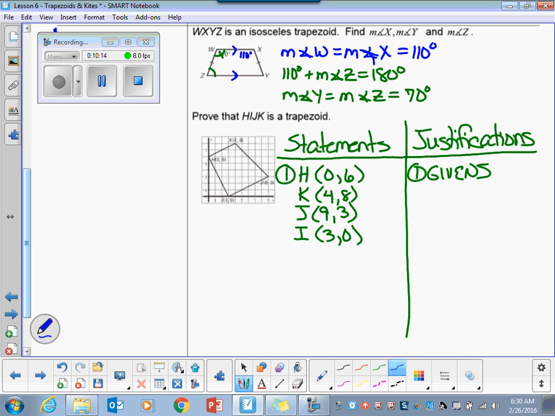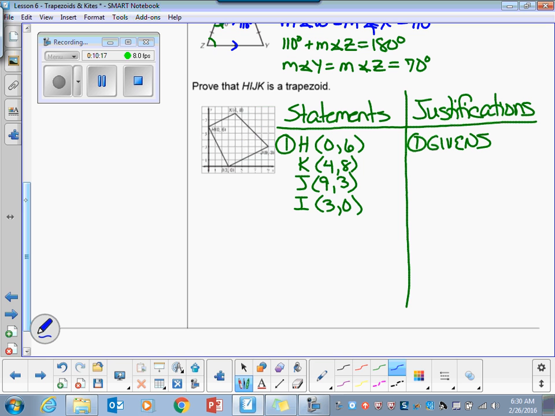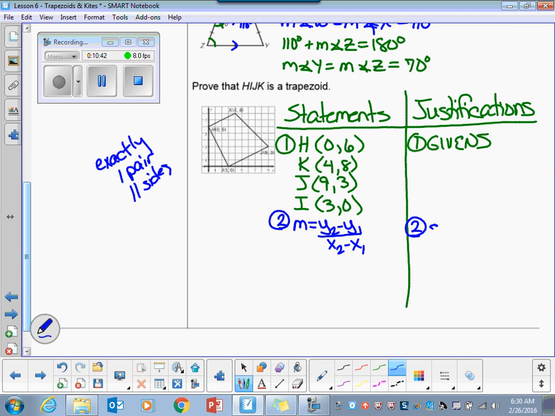Okay, I'm asked to prove that I have a trapezoid. To be a trapezoid, I need exactly one pair of parallel sides. So that means I have to prove two sides parallel and two sides not parallel. All right, so step 2 is going to be my slope formula. And step 3 is to find the slope of all of these segments.